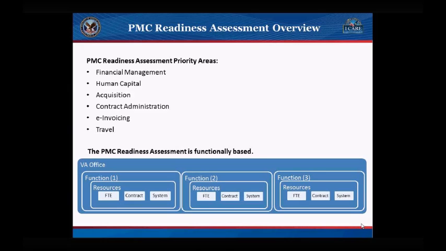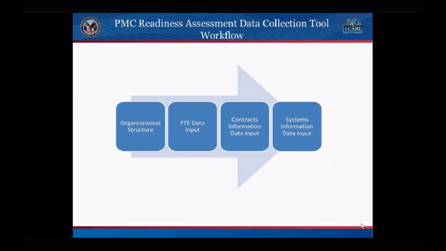The PMC Readiness Assessment is focused on 6 priority areas and is requesting the functionally aligned resource data that supports those areas. Because there are several different data sets that need to be collected, the tool is designed to pass between multiple data providers. Therefore, in order to work properly, the workflow displayed needs to be followed. Each step of the data collection tool workflow will add a layer of functional alignment. Let's go ahead and launch the data collection tool.